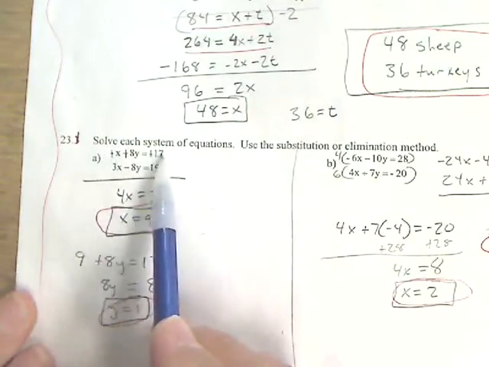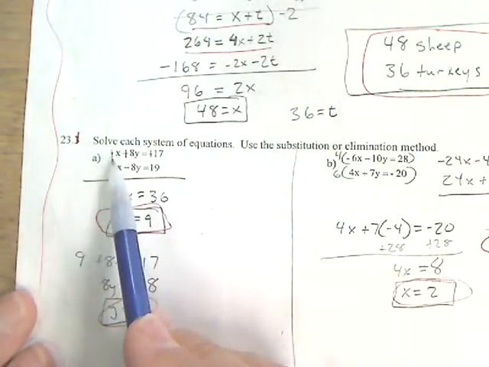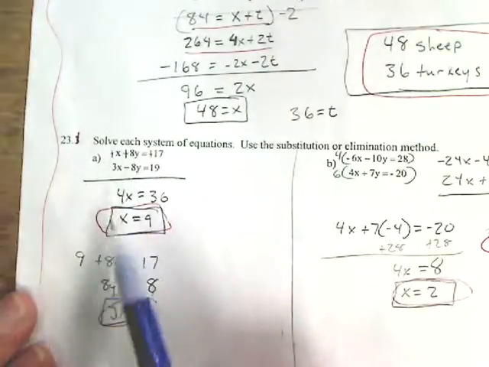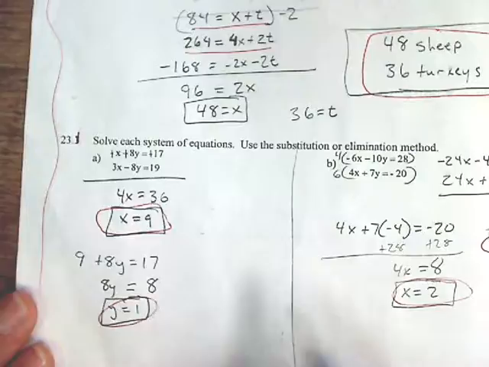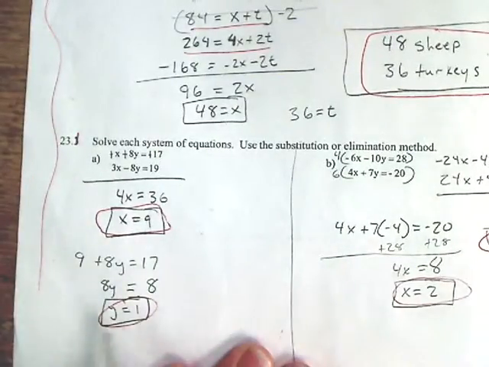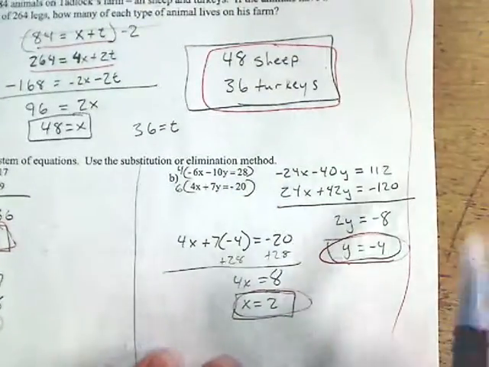Last problems. I multiplied the whole top by a negative 1. Just changes the signs of each one. When I added them together, my 8y canceled out. Don't forget to plug it back in. Find your y.